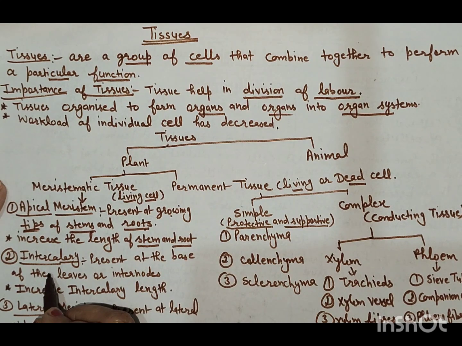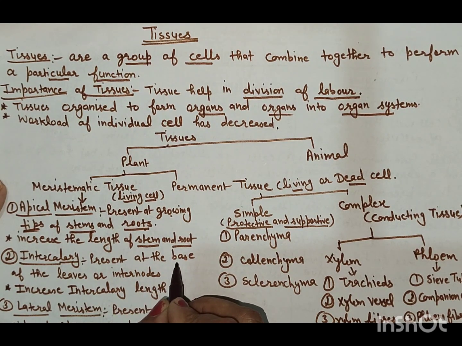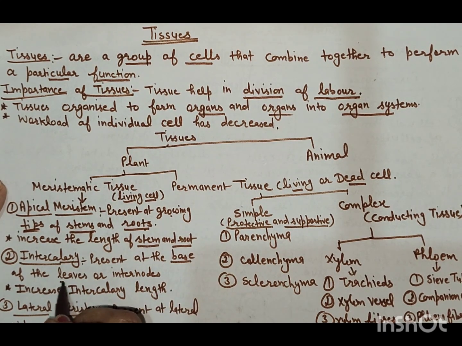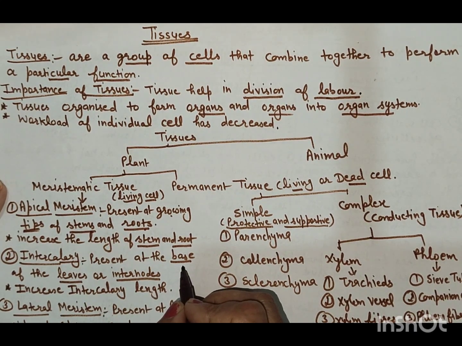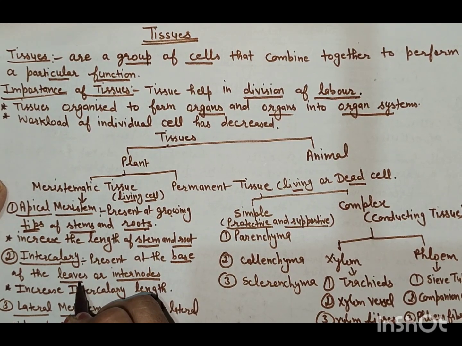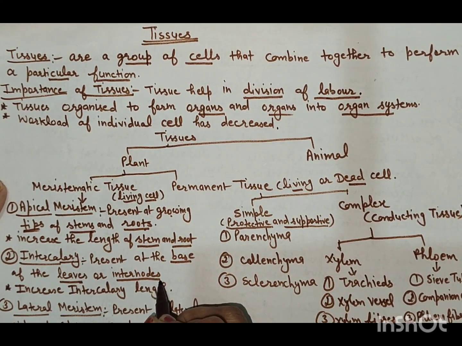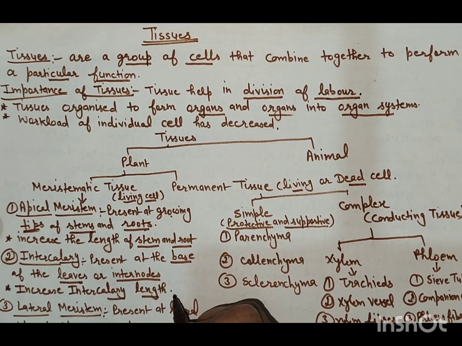Now intercalary meristem. Intercalary meristem is present at the base of the leaves, or where the twigs arise, or at the internodes. It increases the length of the internode.